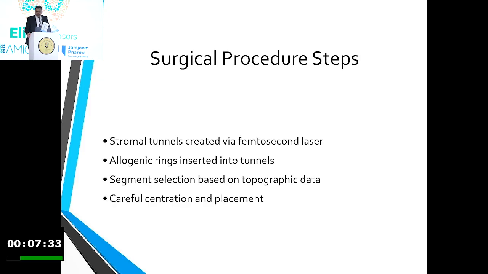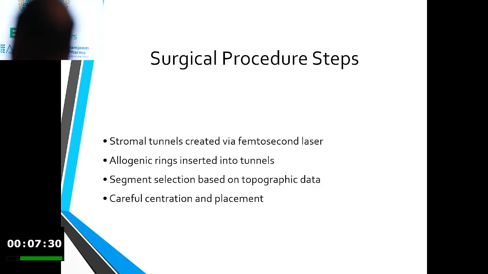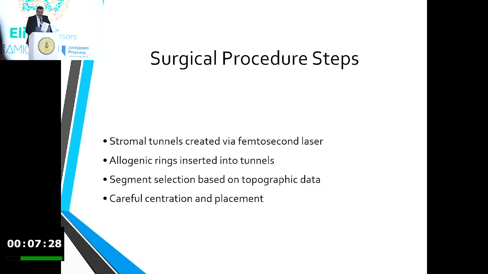Surgical procedure steps: I will show a video explaining the whole procedure. The stromal tunnel is created by the femtosecond laser. Usually I use the IntraLase femtosecond laser machine to create the ring, and the allogenic ring segment is inserted into this tunnel. The segment selection, size and shape, is based on the topographic data, the severity of the keratoconus, and the K readings, K max. Careful centration and placement of the segment are very important.